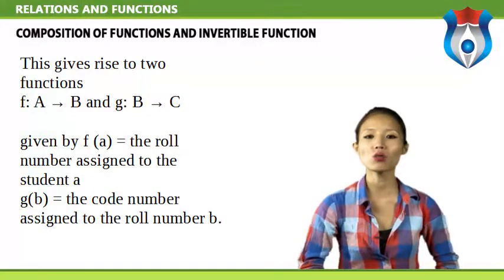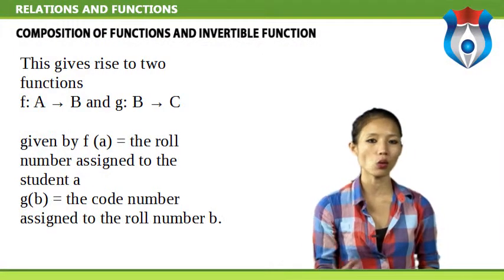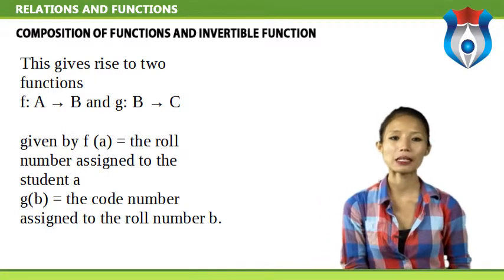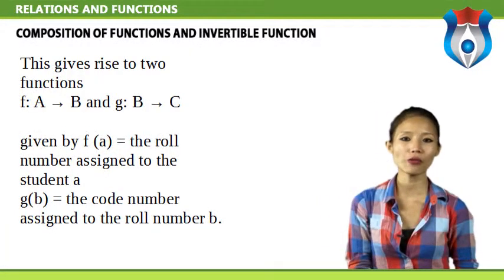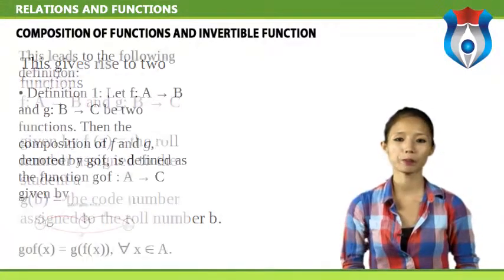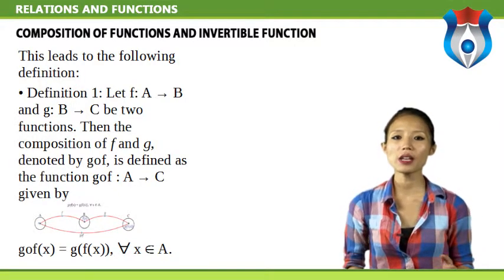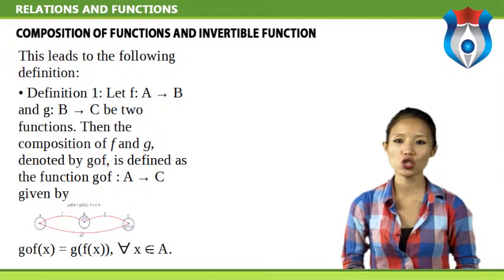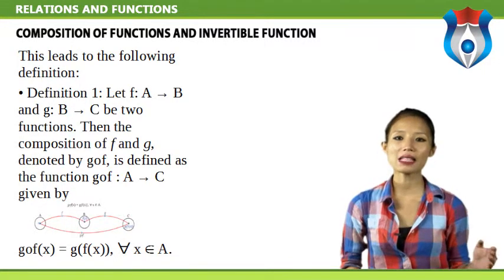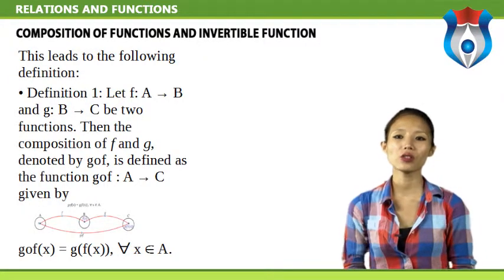In this process, each student is assigned a roll number by the function f and each roll number is assigned a code number by the function g. Thus, by the combination of these two functions, each student is eventually attached a code number. This leads to the following definition. Definition 1. Let f: A → B and g: B → C be two functions. Then the composition of f and g, denoted by g∘f, is defined as the function g∘f: A → C, given on the screen.